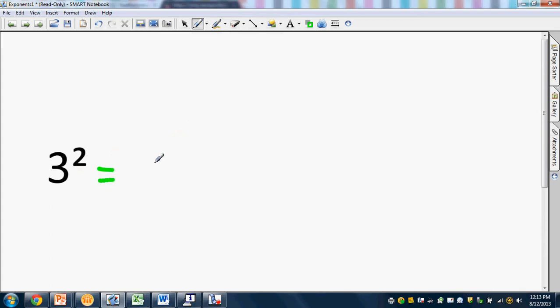So if we were to write that in expanded form, that's the same thing as saying 3 times 3, which in standard form means we do the math and we end up with 9.